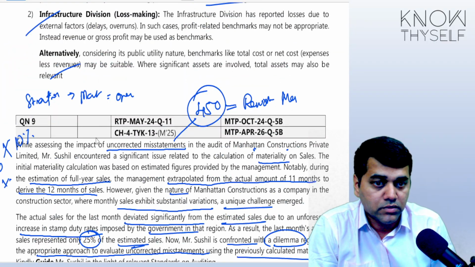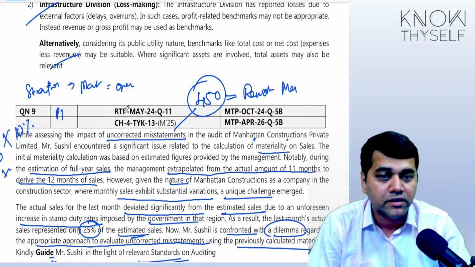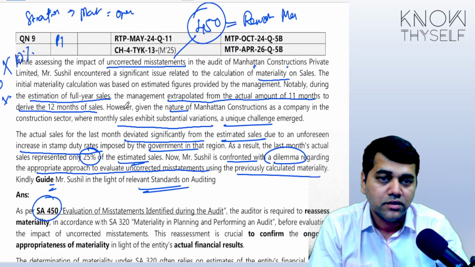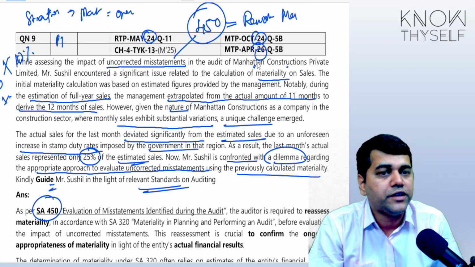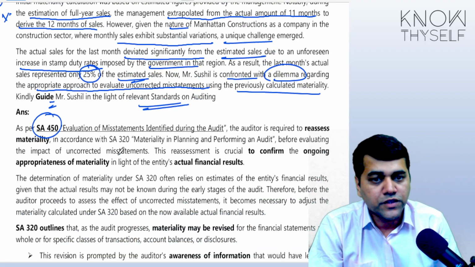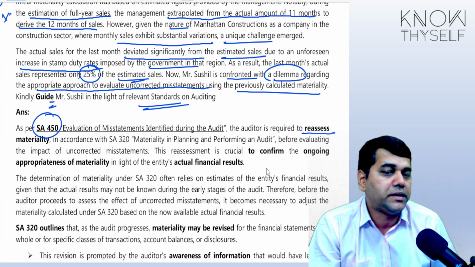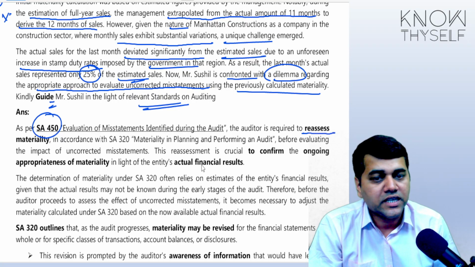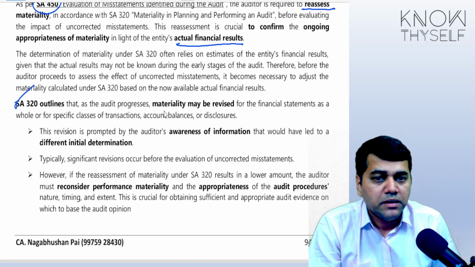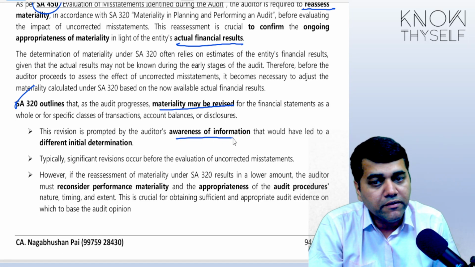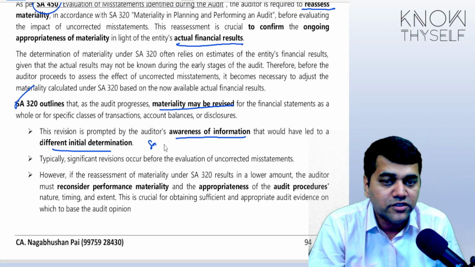Okay, students. So again, you can mark it as a priority question because these things are not seen in your study material. This is purely your inter question. Now they have included it in your MTP, and that too in all: May 24, October 24, April 26. So first you need to understand what SA 450 says. It says that you have to reassess the materiality and check based on the actual figures. Now SA 320 says materiality has to be revised if you become aware of information which is different from the initial. Okay, now you came to know that the sales is 25% different.